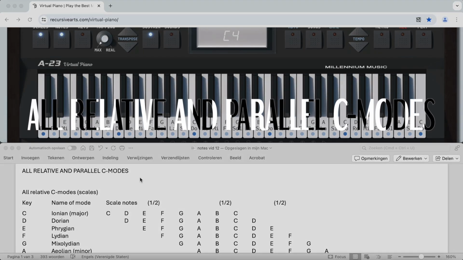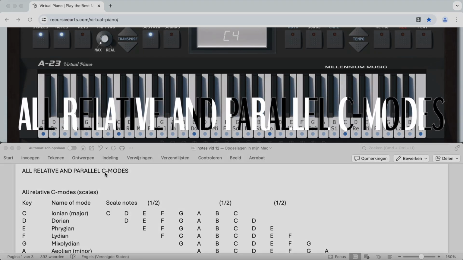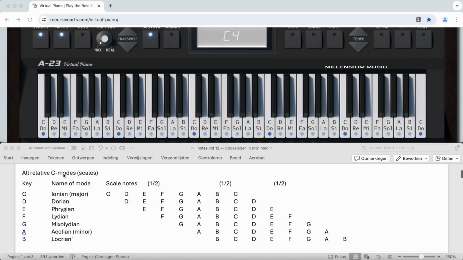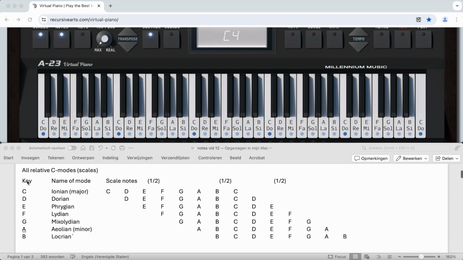Hi everyone, let's talk about all relative and parallel C modes. First of all, relative C modes. The key of C means that your scale is going to start with a C. The name of the mode is Ionian. So C major was originally called C Ionian.